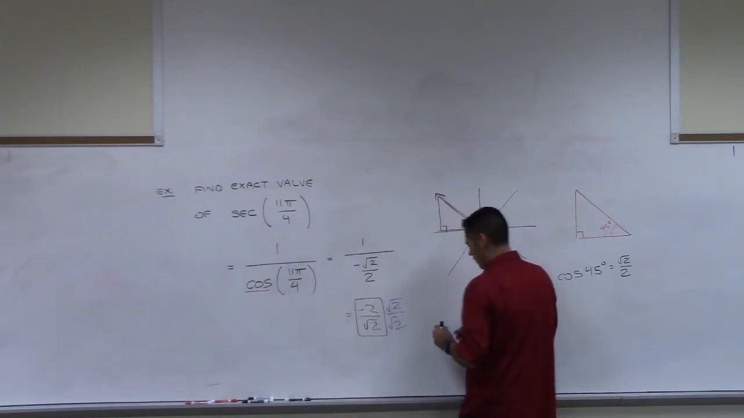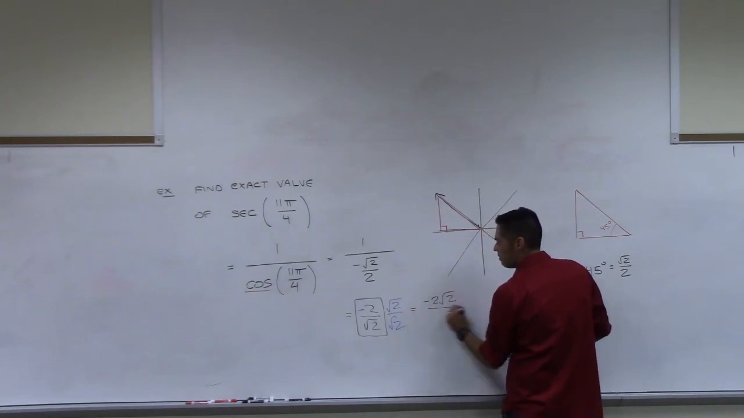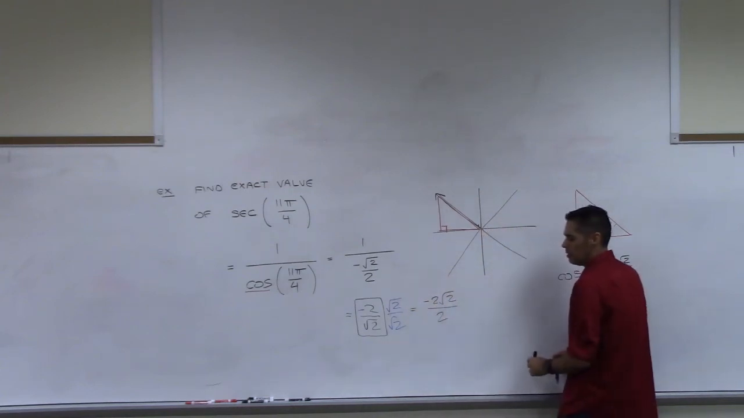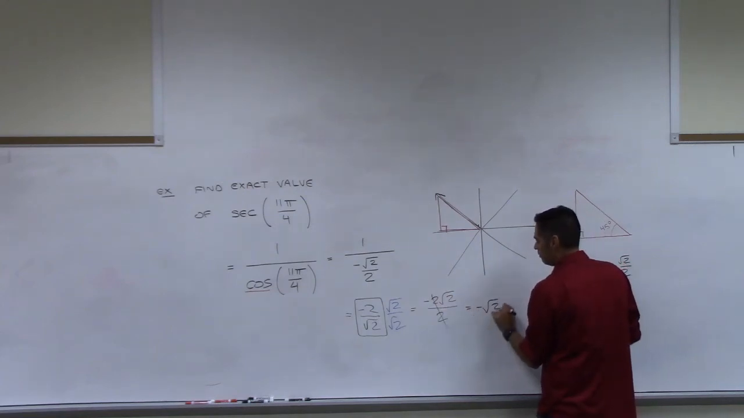Like that. And then the top is going to become negative 2 root 2, and the bottom is going to become 2. The 2's are going to cancel, and you're just going to get negative root 2.